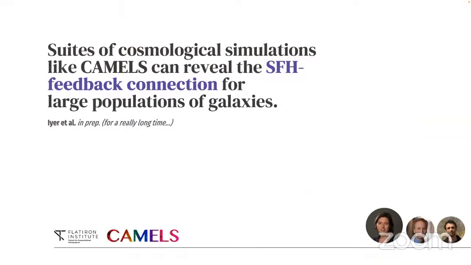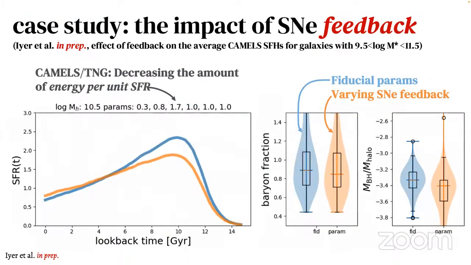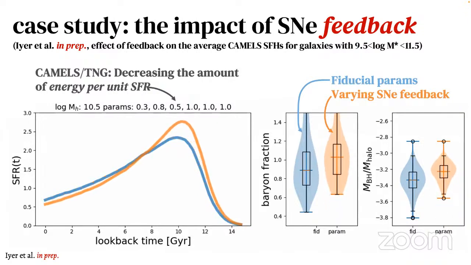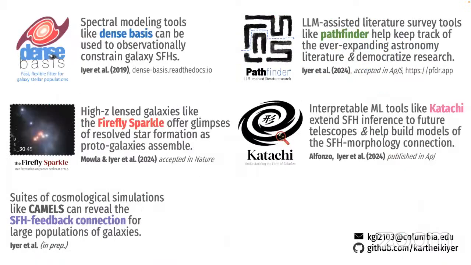All right. CAMELS is the original point of my talk. But essentially, you can try to vary feedback, see how star formation histories change, and then use observations to constrain it. I will leave my conclusions up, and I'm really sorry for going over time.